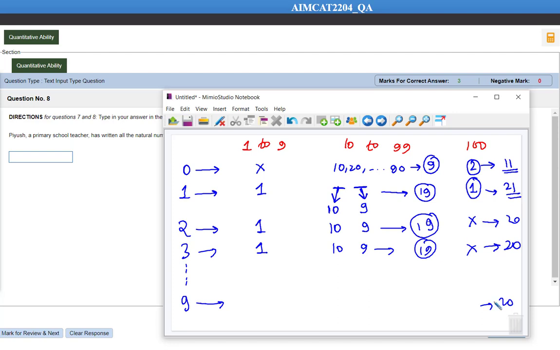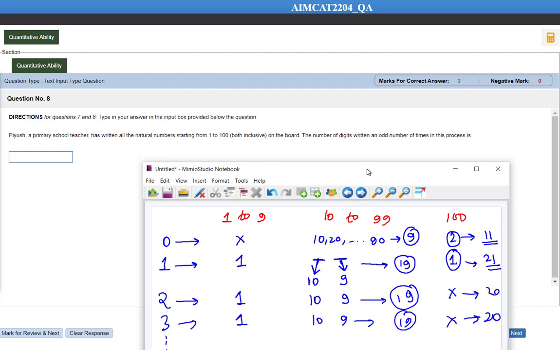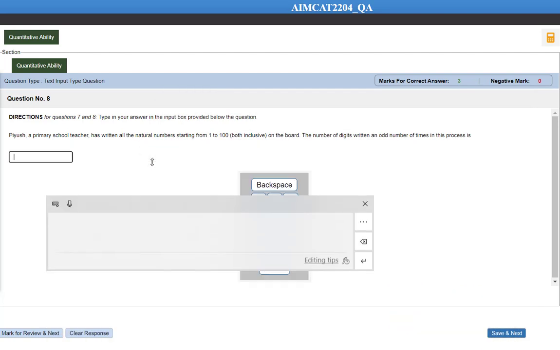Okay, so if we write 1 to 100 next to each other, how many times are we going to write each digit? 0 11 times, 1 21 times, and every other digit 20 times. So which digit occurs an odd number of times? 0 and 1. So there are 2 digits which occur an odd number of times.